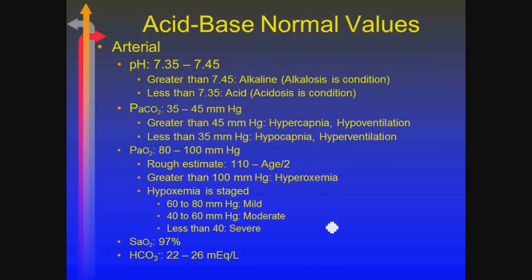PO2, we said normal range was 80 to 100. Well, I'm going to throw a monkey wrench in there. You don't need to know the rough estimate, but just in case you're wondering, as we age, one of the downsides, we start losing functioning alveoli, our PaO2 falls. Just kind of a natural tendency. However, a value greater than 100, greater than normal, we're going to call hyperoxemia.